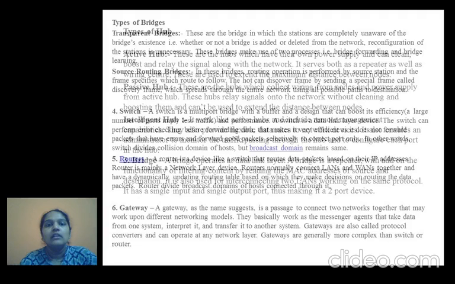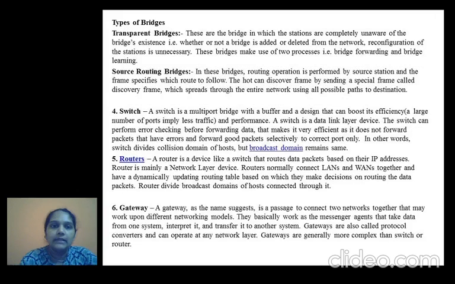Bridges also have two types. First is the transparent bridge and second is the source routing bridge. What is meant by a transparent bridge? These are bridges in which the stations are completely unaware of the bridge's existence. Bridge extension is unaware in the transparent bridge, whether or not a bridge is added or deleted from the network. It means whether a bridge is added to the network or not is unknown to the transparent bridge.